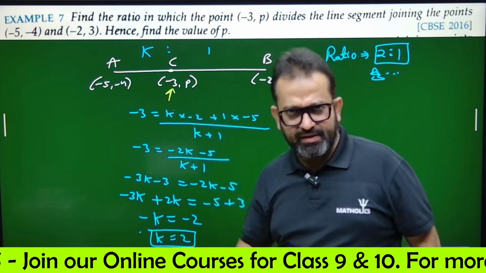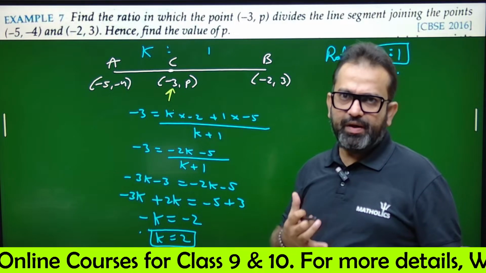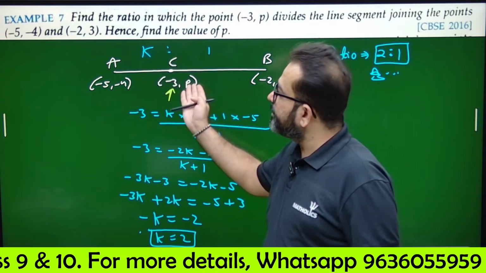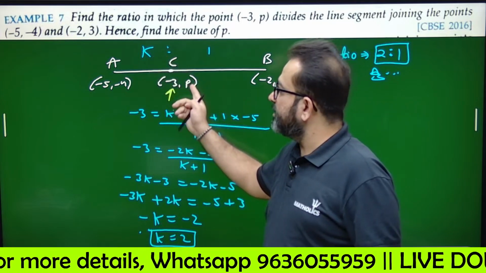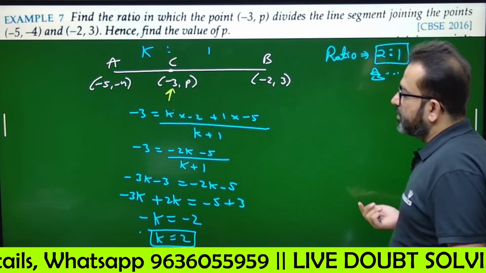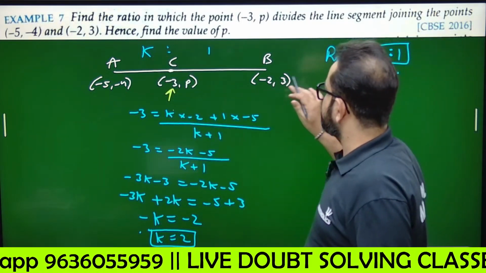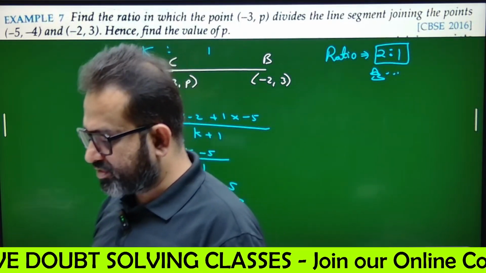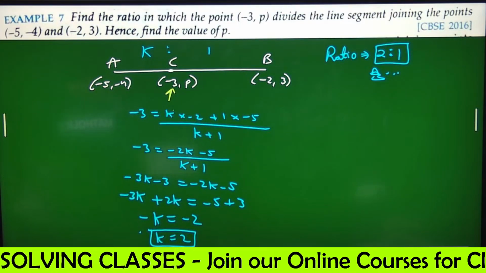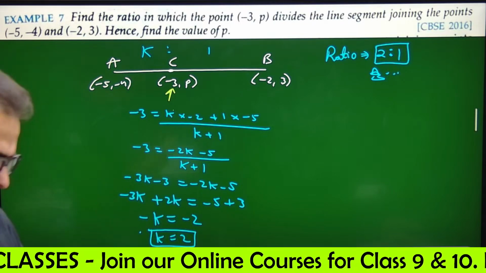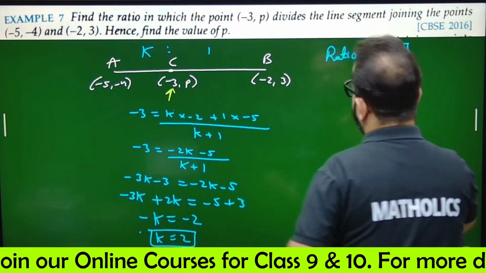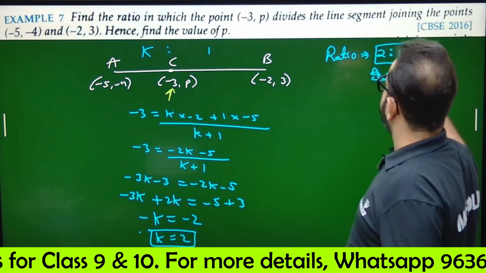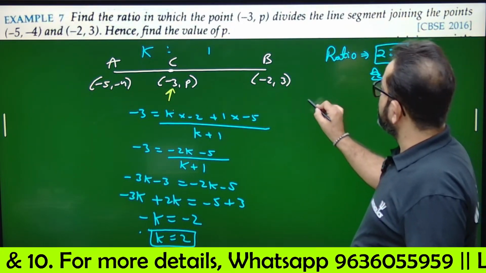When you have the value of k in your hands, use this k to find p. This ratio is k is to 1, and we'll find the value of p directly. You solve the value of k yourself. So k just came out to be equal to 2. The ratio is 2 is to 1. First answer is this. Now part 2.